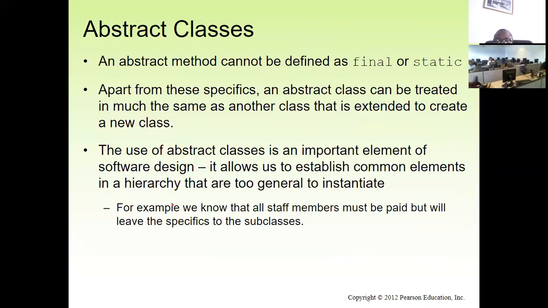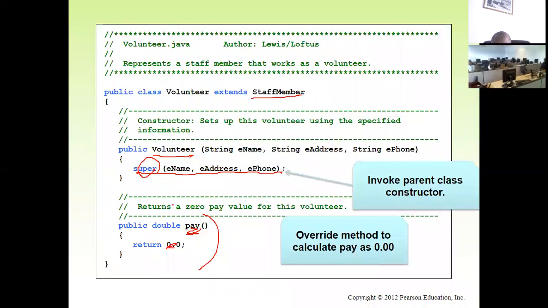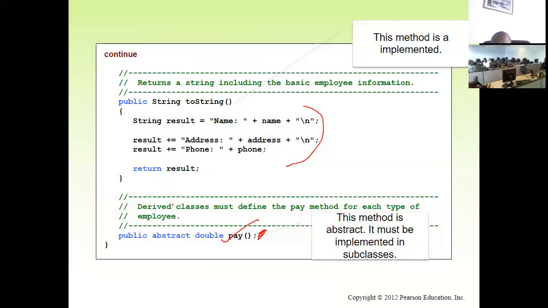Apart from these specifics, an abstract class can be treated in much the same way as another class that is extended or used to create a new class. The use of abstract classes is an important element of software design because it allows you to establish common elements in a hierarchy that are too general to instantiate. We saw the example of pay. We declare the concept inside StaffMember.